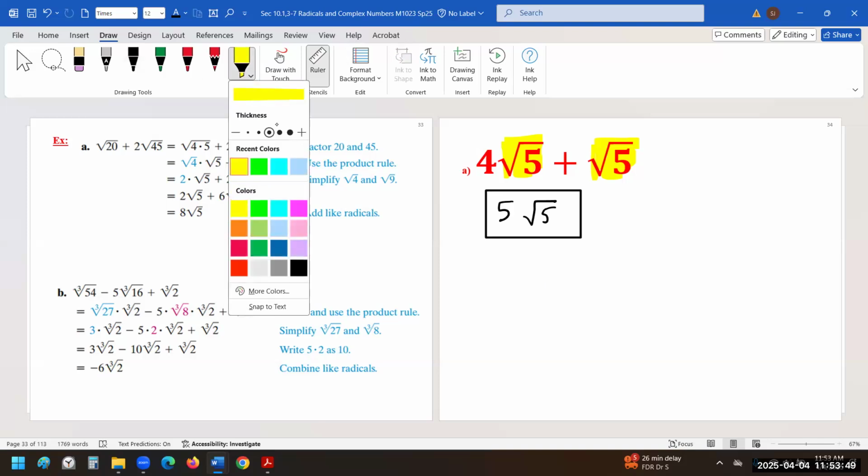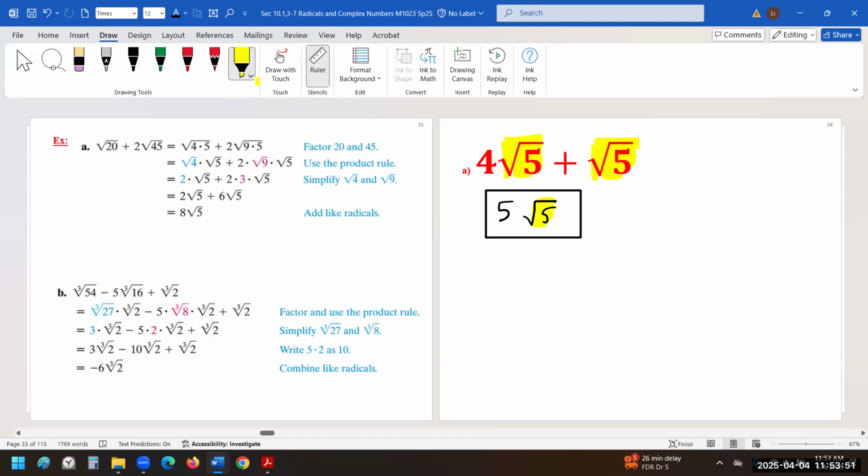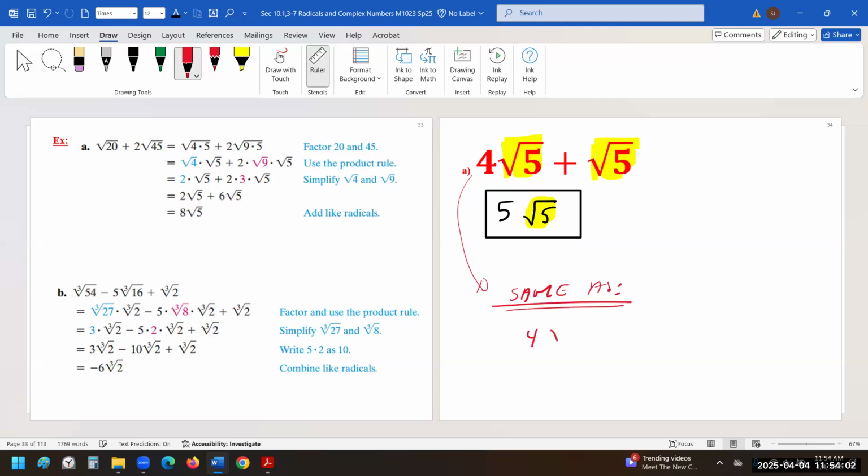We have, remember, radical is just like a variable. So this is same as 4x plus x. What is 4x plus x? 5x. So this has coefficient 4. This has invisible coefficient 1. That's how we have the coefficient 5.